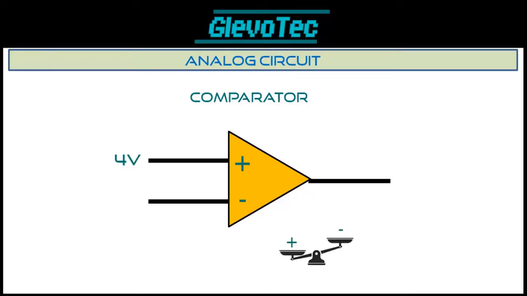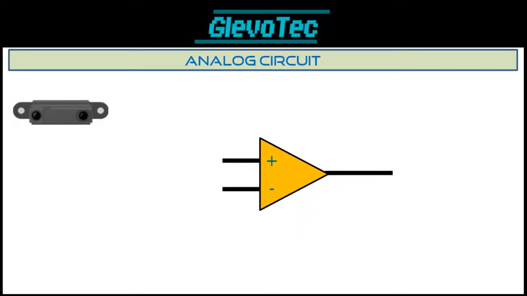If the positive input is higher than the negative, then it will switch the output to the positive supply voltage, in this case 5 volts. If it's smaller than the negative, it will switch to the negative supply voltage, which is 0 volt in this case. The great thing about op-amps is that they are extremely sensitive. Even the slightest voltage difference will make it switch.